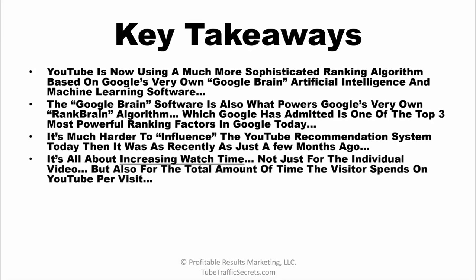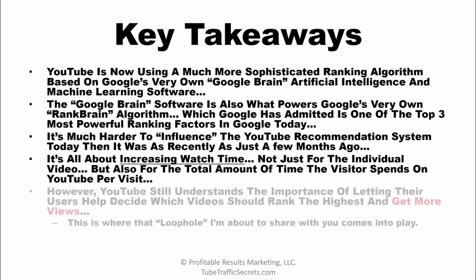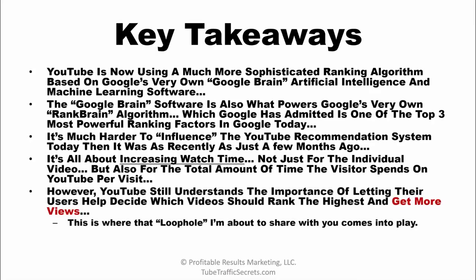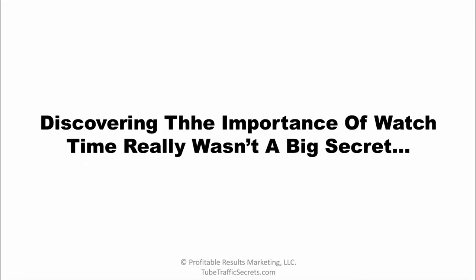And it's all about increasing watch time, not just the individual video's watch time, but also the total amount of time the visitor spends on YouTube per visit watching videos. That's what their objectives are. However, YouTube still understands the importance of letting their users help decide which videos should rank the highest and get more views, especially the new videos being uploaded every single second, so they aren't relying 100% on their new algorithm quite yet. And that's where the loophole comes into play.